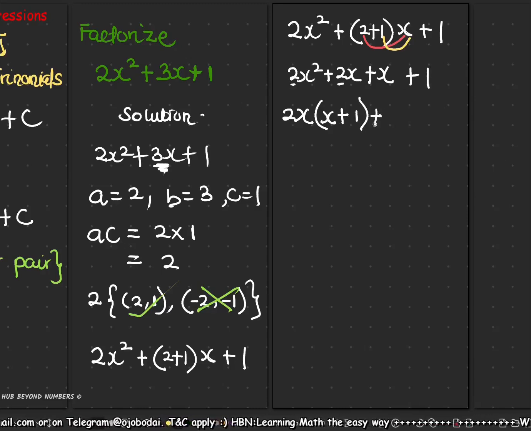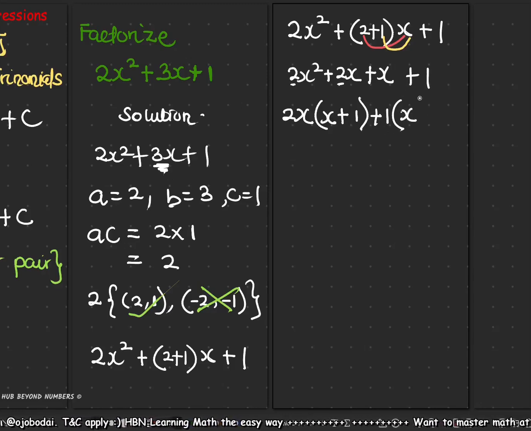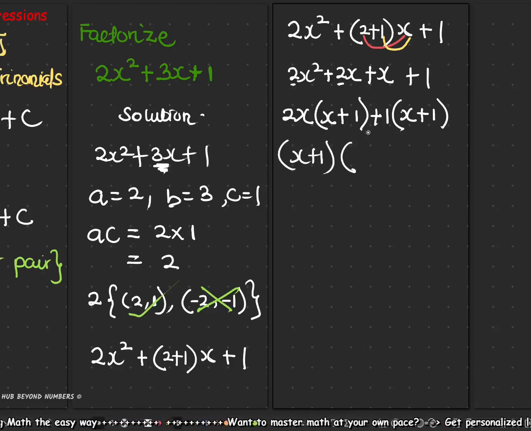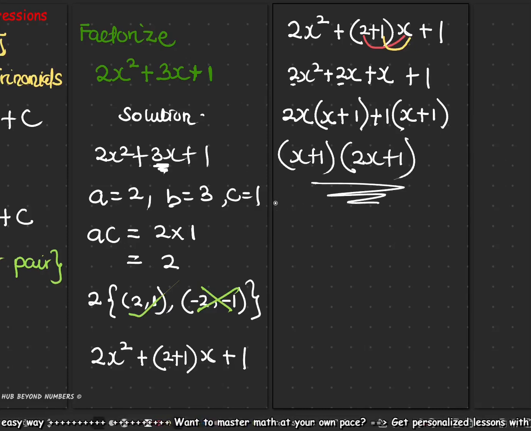Now, what do these also have in common? They have just a 1 in common, because there's a coefficient of 1 here and 1 is also here. So we have 1 outside. 1 times what gives us x? We have our x, and 1 times what gives us 1? So positive 1. Hence, we have 1 times x giving us x, 1 times 1 giving us 1. Now, if we look at this carefully, this bracket here is the same as this bracket here. So just as we've always done, we can write x plus 1 out. Then as coefficient, we have 2x plus 1. And this will be our factorization of this over here.